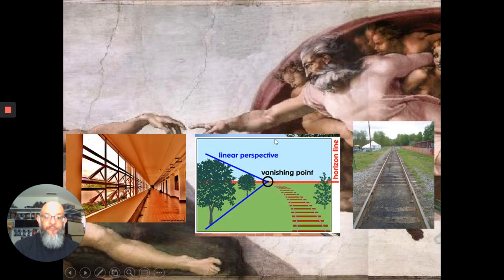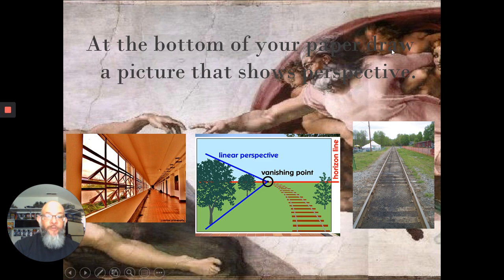So, your job at the bottom of your paper right now is to draw a picture that shows perspective. Now, the easiest one is obviously always to draw railroad tracks because it goes away. Okay? And when you upload your work to me for this week, I'm going to look for your pictures of perspective.